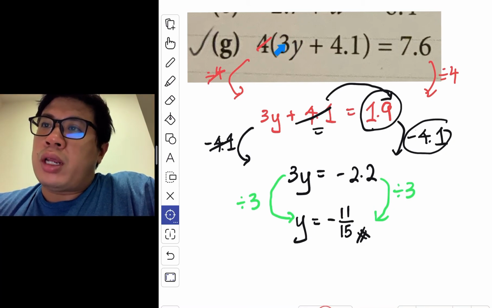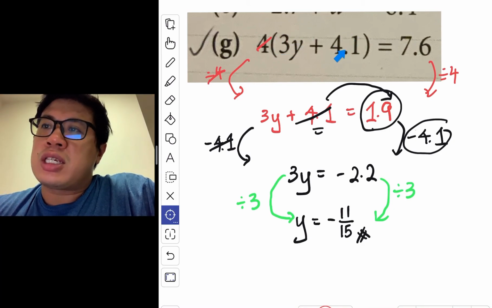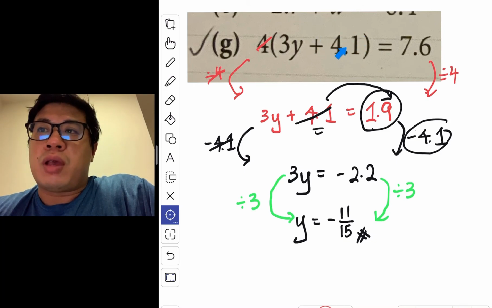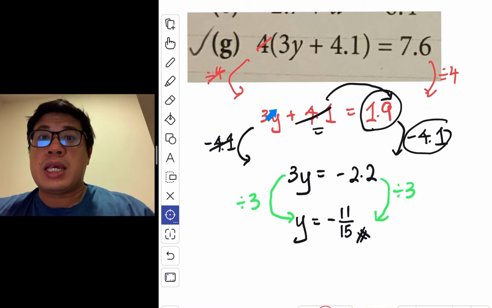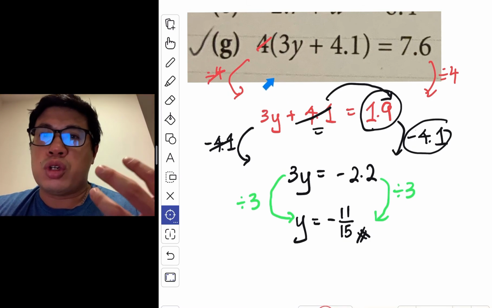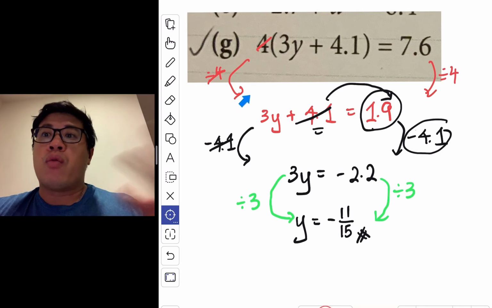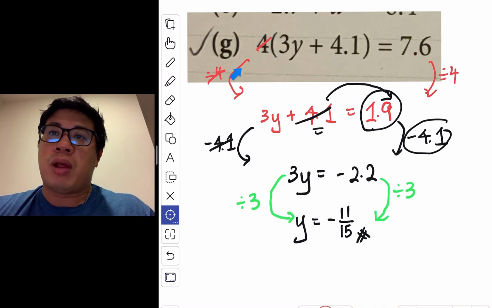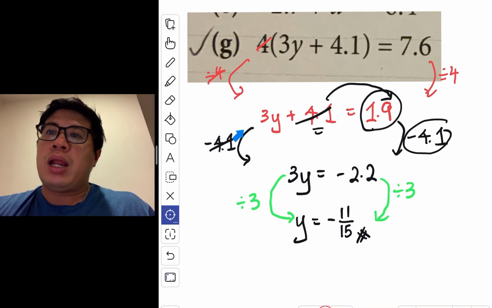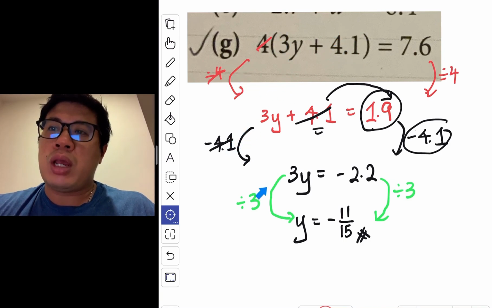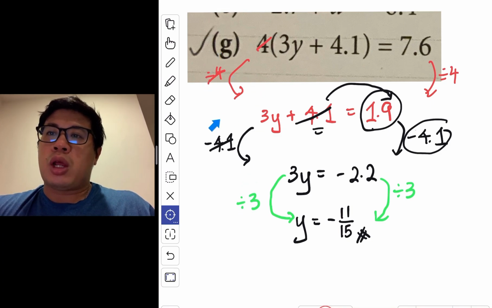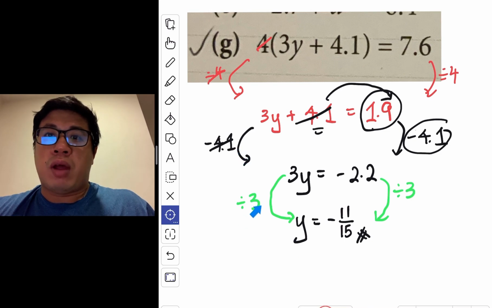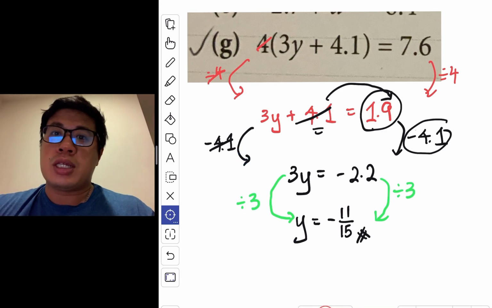Closest to y, there's a 3. So the next guy is 4.1. 4.1 is a plus, so it's the second guy to get out. Then there'll be 3. When I say get out, it's as though the first guy you're going to cancel away or shift over or reverse. So you notice that in order to kick out the 4, I divide by 4. In order to kick out the 4.1, I minus 4.1. In order to kick out the 3, I divide by 3. So look at the operations I did here: divide by 4, minus 4.1, divide by 3. The most important part is to appreciate these steps and the order.